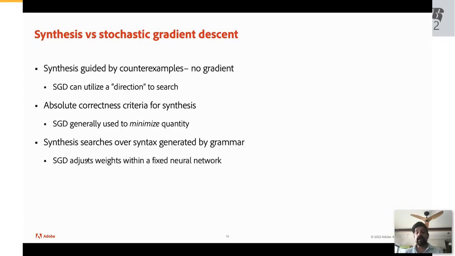And lastly, synthesis searches over a syntax generated by a grammar, whereas SGD is adjusting weights within a fixed neural network. So the sum total of all of this is that program synthesis is a fairly heavyweight tool when you're trying to ensure that the semantics are exactly the same. And that makes it difficult to really apply in cases where you're trying to find approximate equivalence.